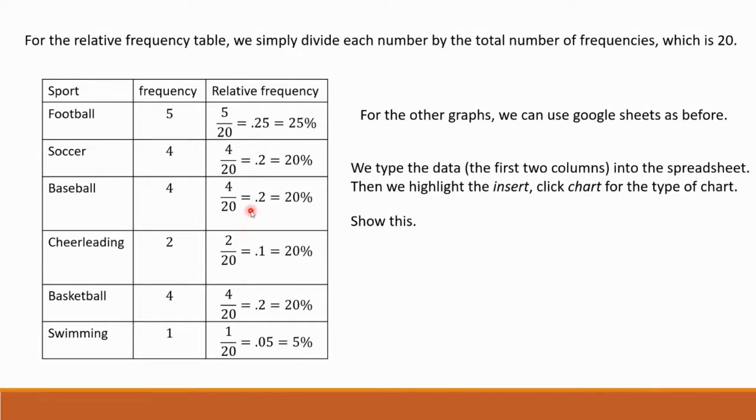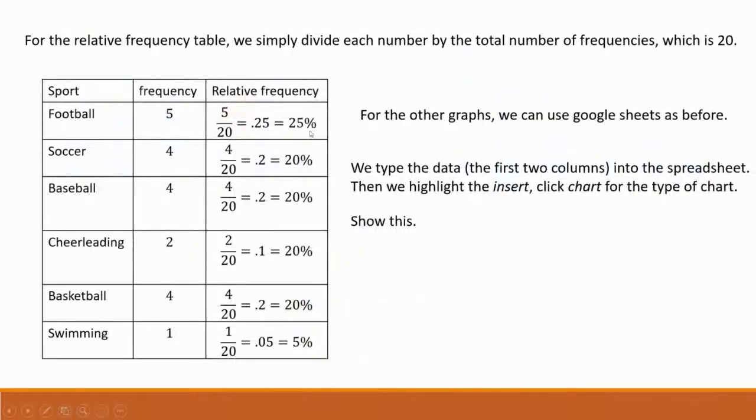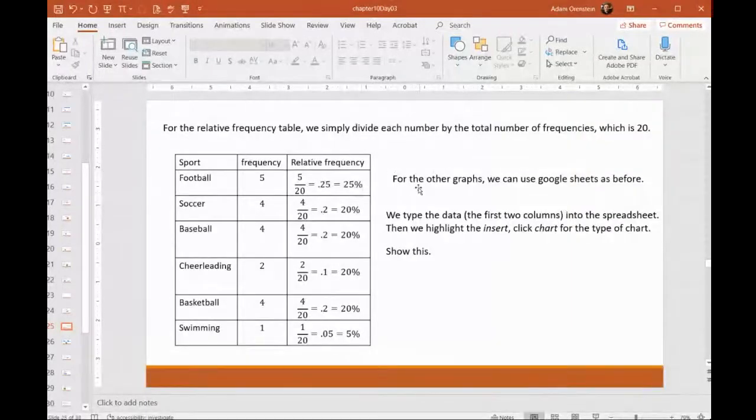As before, to get the graphs, what we want to do is type this data into the first 2 columns in Google Sheets, and then you just go through the process of making those charts. So this is what you will get. Let me just go through that process, though. What I'm going to do is go back to Google Sheets again. Oh, bear with me.